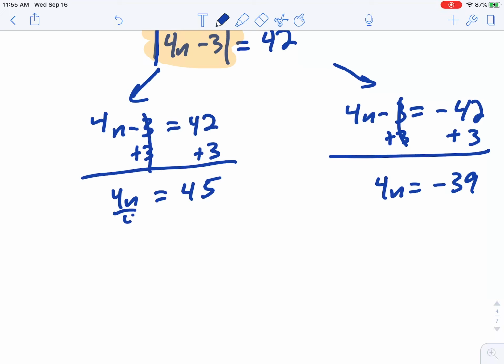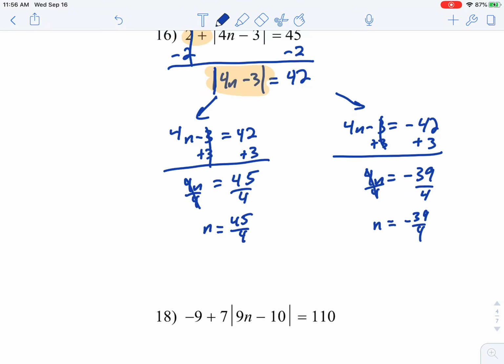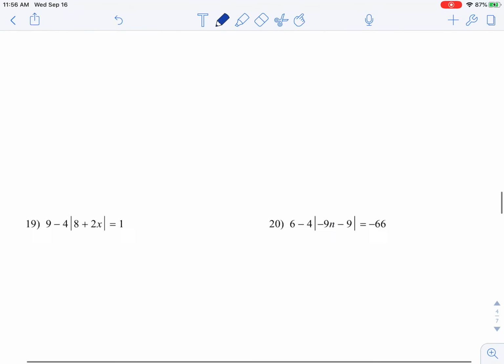Now I need to divide both sides by 4. That equal sign looks better. 45 divided by 4. 4 doesn't go into 45. I'm going to hold off on that for just a minute and see if the answers are fractions or decimals or what. Same thing here. Negative 39 divided by 4. Well, yeah, I'll just scroll down to 16 and check it.